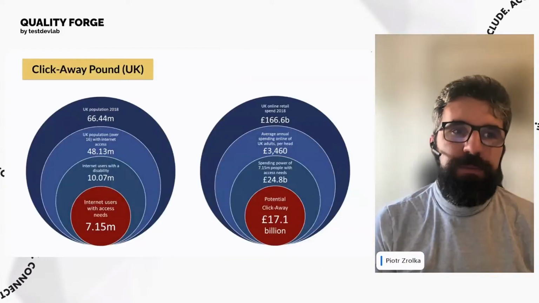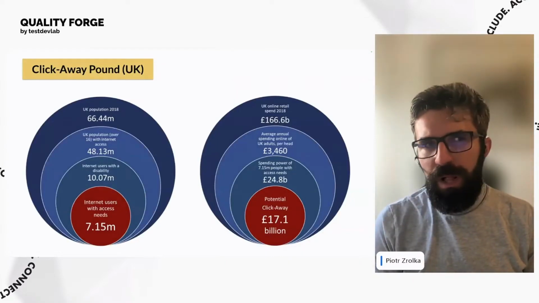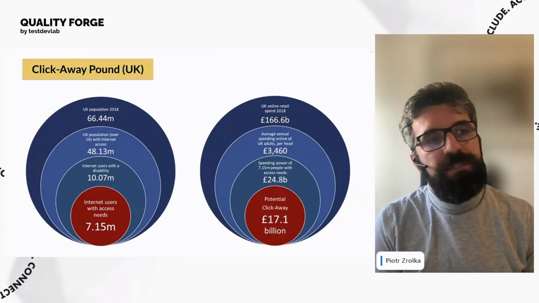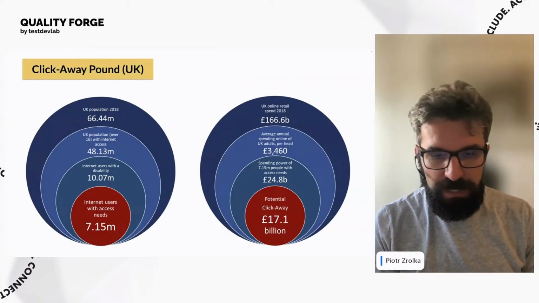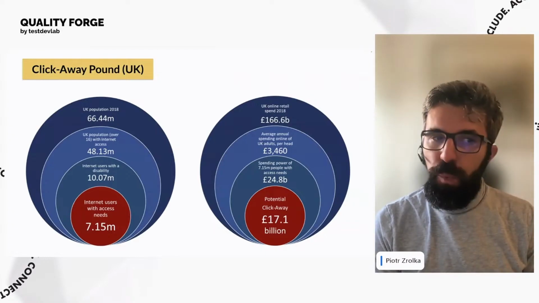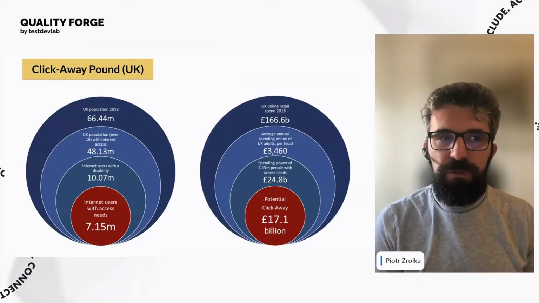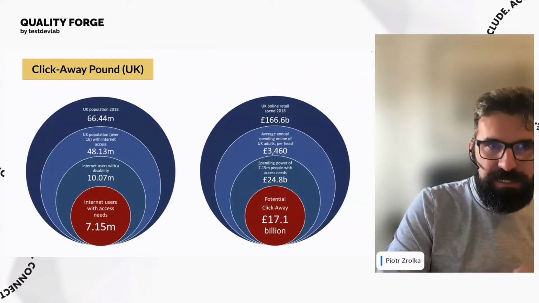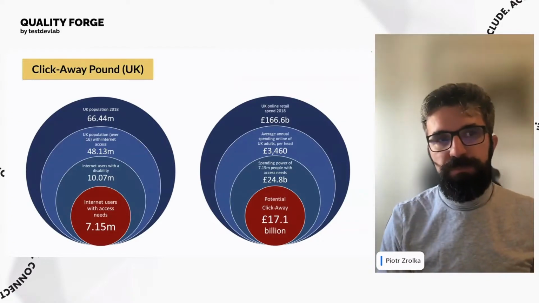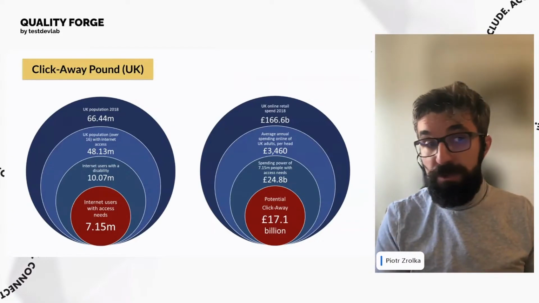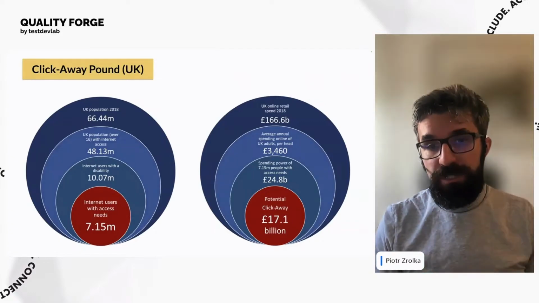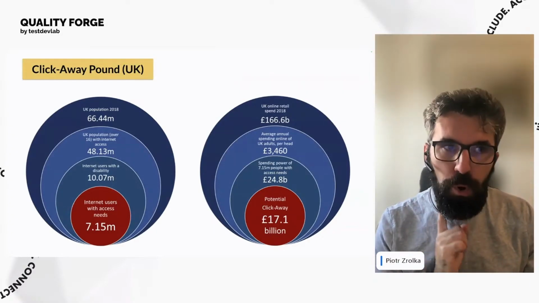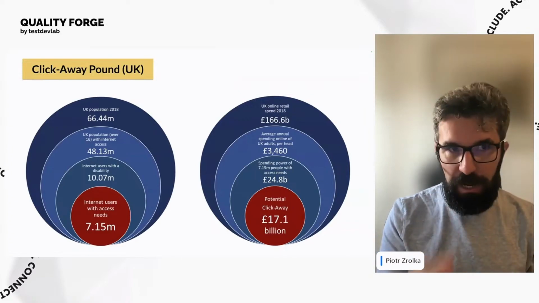And to confirm this, there is a well-known report from the UK, maybe you haven't heard of it. It's called the Click-Away Pound. They evaluated that approximately 10% of the UK population today needs access features, like color contrast change, dark mode, or maybe they're using assistive technology. And they found that this group of people generates potential click-away worth 17 billion pounds. So it is a huge number.